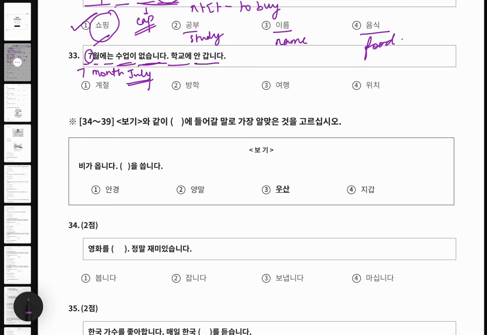Hakgyo an gamnida. I will not be going to school. Hakgyo is school. And an is not. Gamnida is to go, again. So I'm not going to school. That means it's a holiday, right? And as holiday we can see banghak is vacation. But we will see all the options.